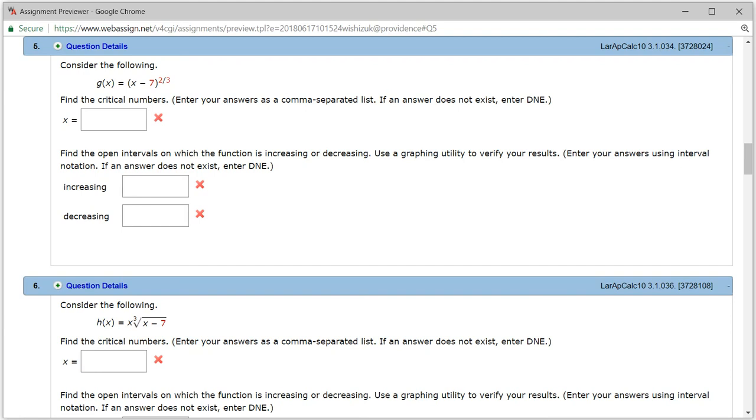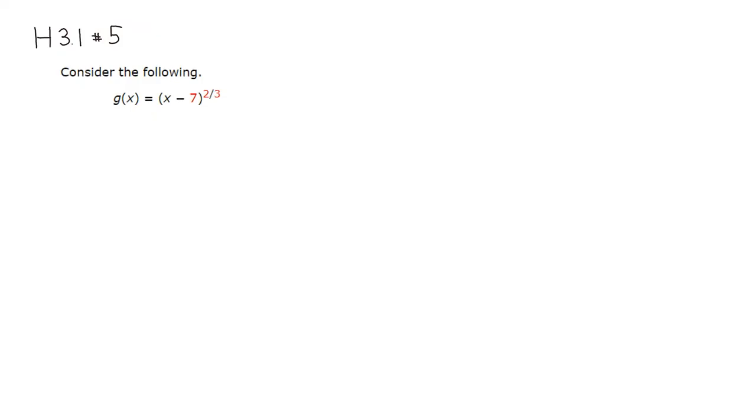All right, let's look at homework 3.1, problem number 5. We have g of x equals quantity x minus 7 to the 2/3 power, and we want to find the critical numbers. Let's do that. We're going to find the derivative.